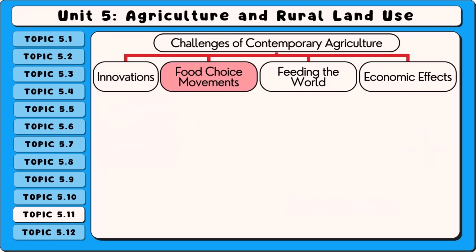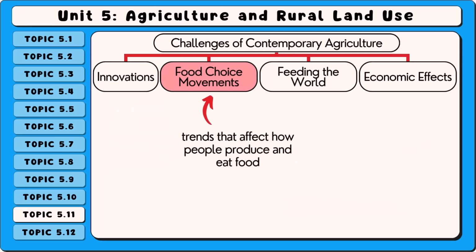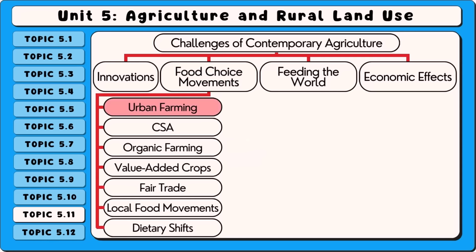Now let's move to our second big idea: food choice movements. These are trends that affect how people produce and eat food. We'll explore 7 of them: urban farming, community-supported agriculture, organic farming, value-added specialty crops, fair trade, local food movements, and dietary shifts. First is urban farming.